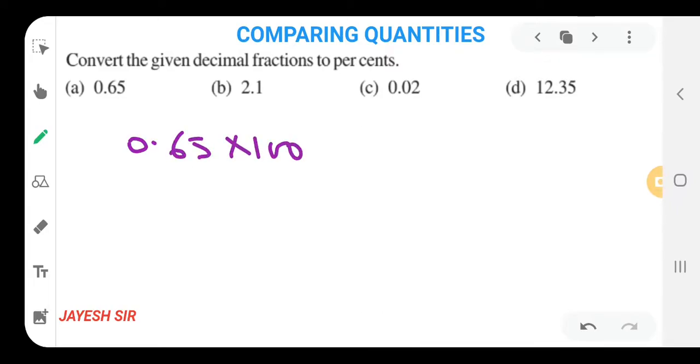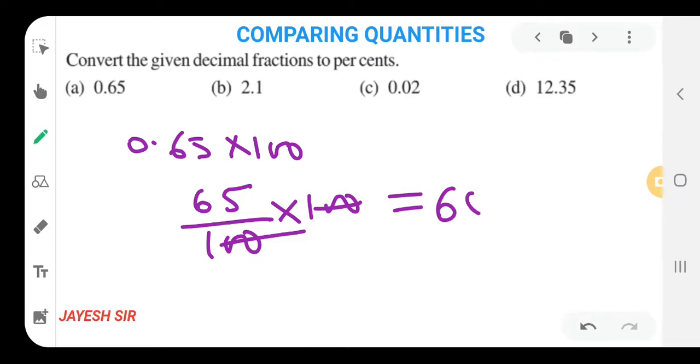Many students are facing problems as their concepts are not clear. So 0.65 could be written as 65 upon 100 into 100. Now 0, 0 get cancelled. What is there? 65% is the answer. This is the method of mathematics that we follow for solving and finding the answer easily.